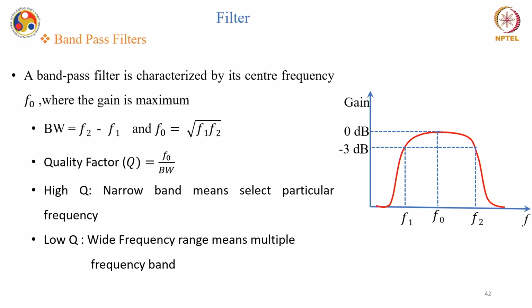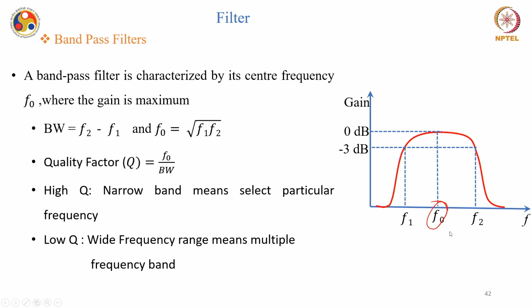A band pass filter is characterized by its central frequency f naught, where the gain is maximum. The bandwidth of these filters can be simply given as f2 minus f1, and the central frequency f naught can be given as the square root of the multiplication of f1 and f2, or f naught is equal to root of f1 f2.